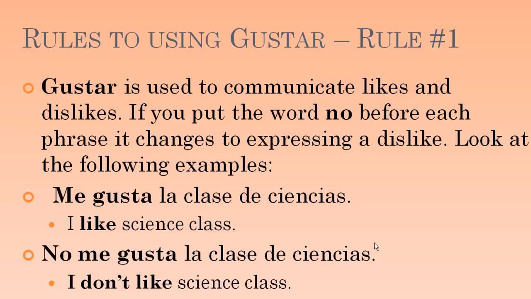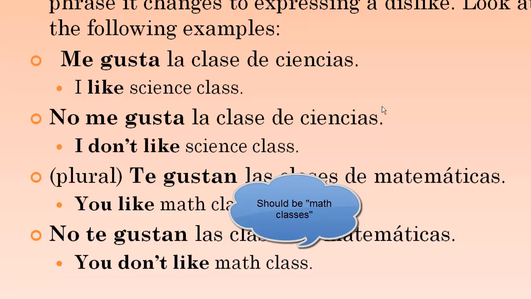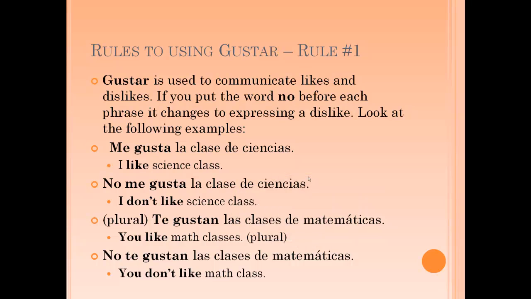Let's look at another example here. Te gustan las clases de matemáticas. You like math classes. No te gustan las clases de matemáticas. Same sentence, I just wrote no at the beginning. You don't like math classes. It's very simple. All I did is write no. So to make it something you don't like, all you do is put no at the beginning. So remember that. Very simple.